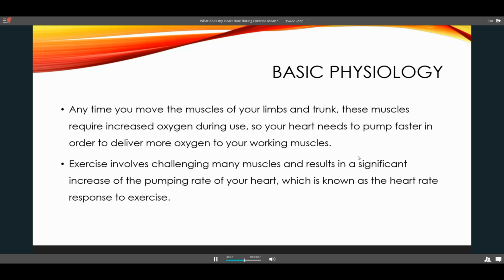So let's go over a few basic physiology that goes into your heart rate. Anytime you move large muscle groups in the body, these muscles are going to require increased oxygen to perform whatever movement it is. In that case, your heart needs to pump faster and deliver more oxygen to those working muscles. Since exercise involves using many small and large muscles, this is going to result in a significant increase in your heart rate and its pumping ability, and that's what we refer to as the heart rate response to exercise.